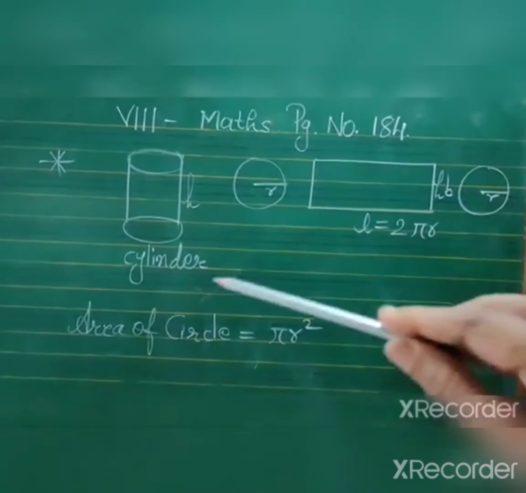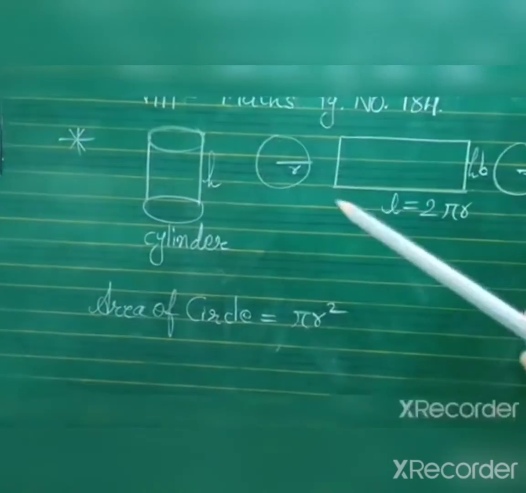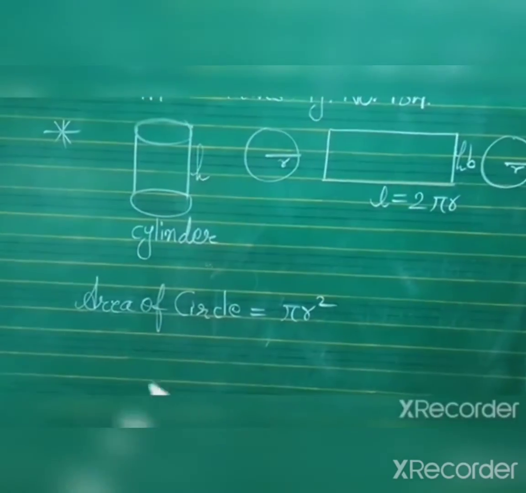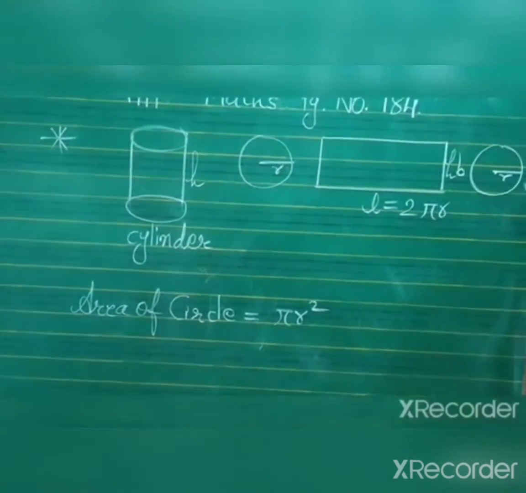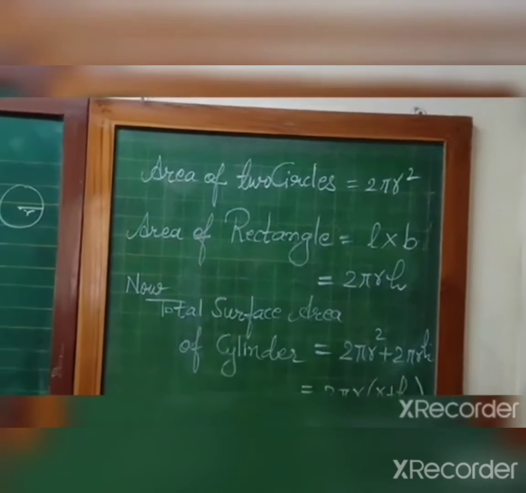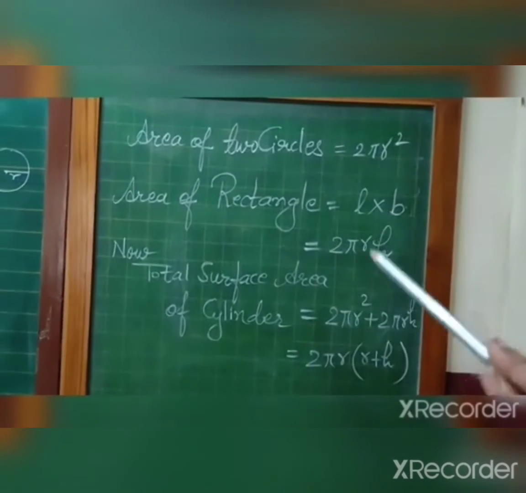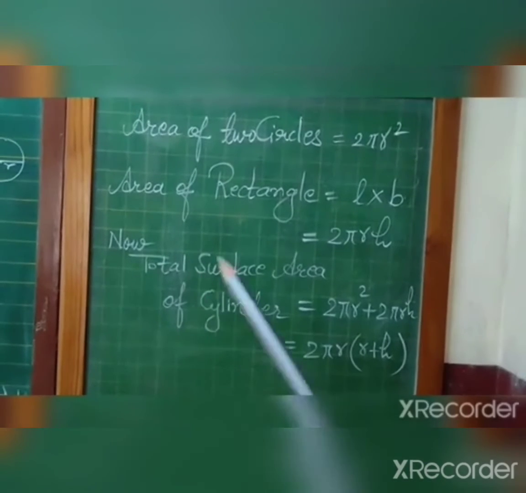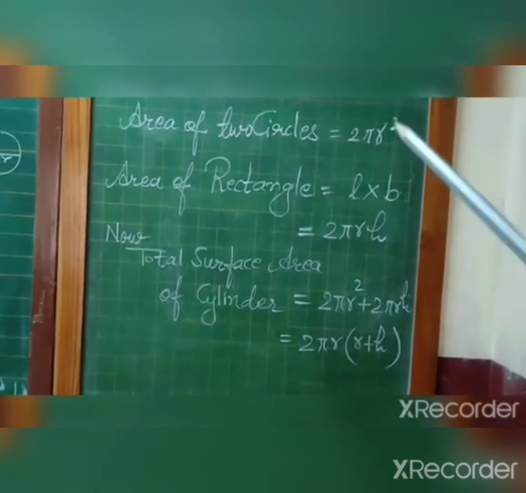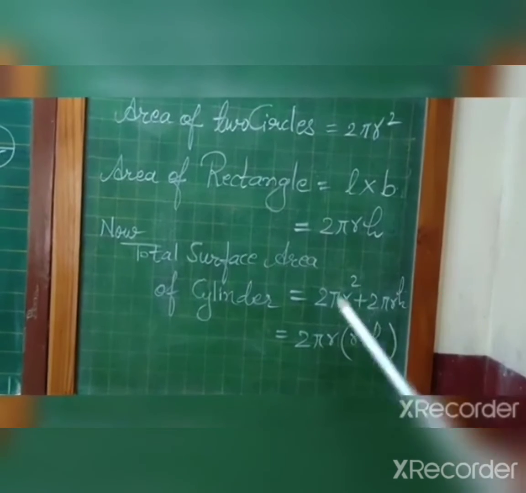Breadth will be the height. Two circles are there with radius r. So the area of one circle is pi r square, and the area of two circles will be 2 pi r square. Area of the rectangle is length into breadth. Length is 2 pi r, breadth is h. Now for the total surface area of the cylinder, we add these two values: 2 pi r square plus 2 pi r h.